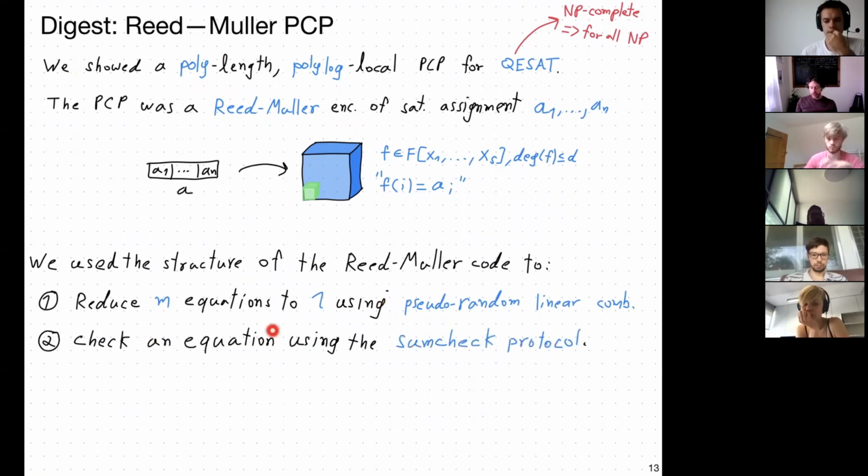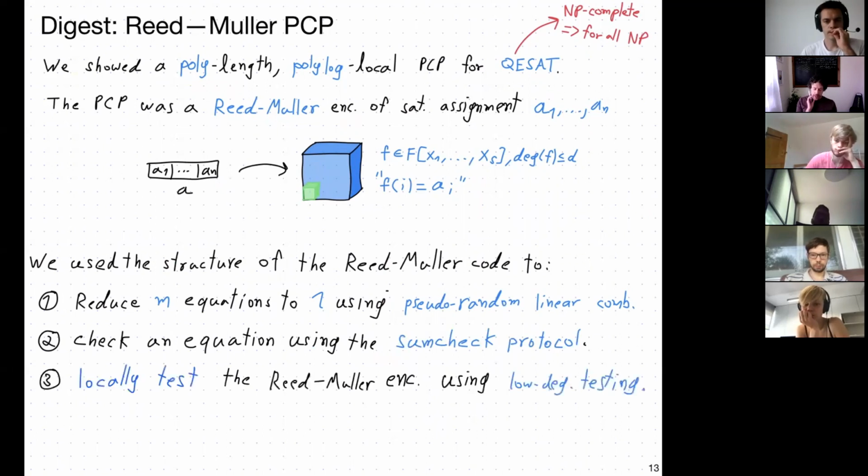We checked an equation using the sumcheck protocol, which means that we also had to send the truth table of the prover for sumcheck. And finally, we used the local testability of the Reed-Muller encoding using low degree testing. This is analogous to what we had with the Hadamard PCP, only things were a bit more constrained. So at this point, I'll stop the recording.